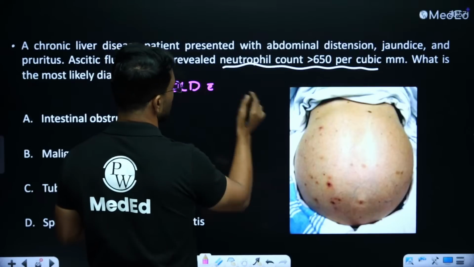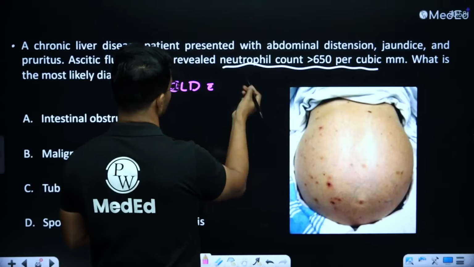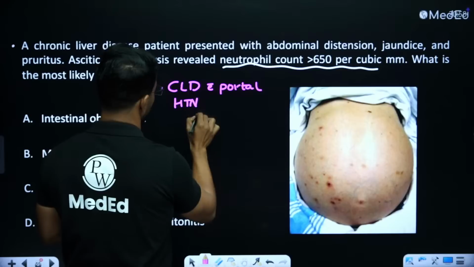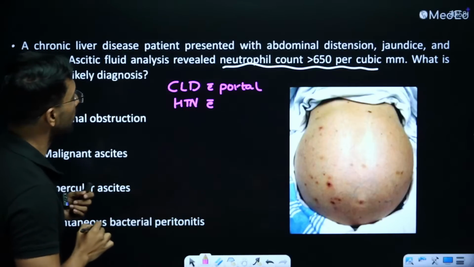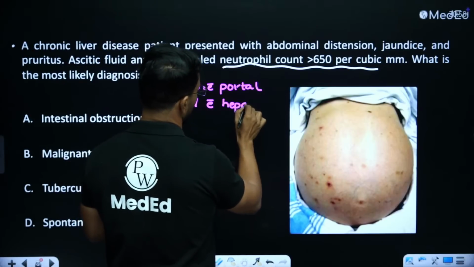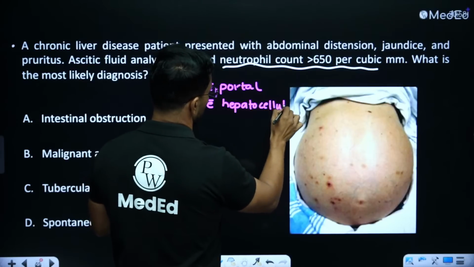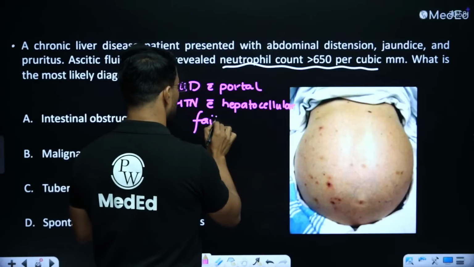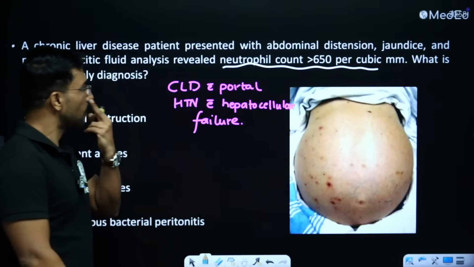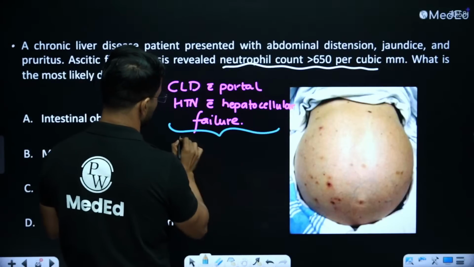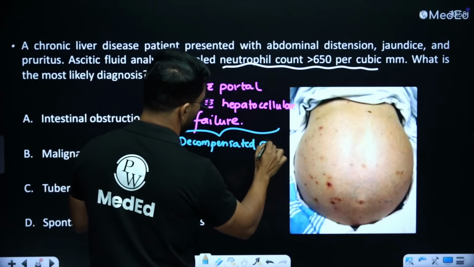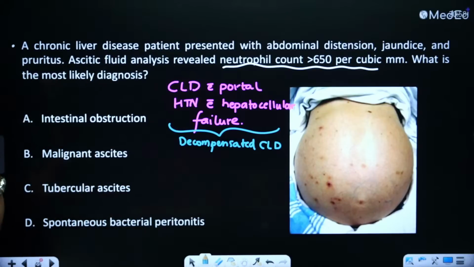If he has already developed abdominal distension, that means he has developed ascites. That means there is portal hypertension. With portal hypertension, he also has jaundice and pruritus, which indicates hepatocellular failure. So both portal hypertension as well as hepatocellular failure is there. When jaundice appears, we start labeling it as decompensated. We are dealing with decompensated chronic liver disease, DCLD or decompensated CLD.